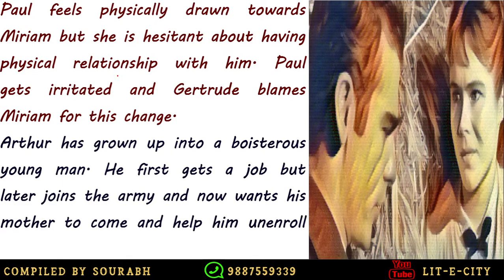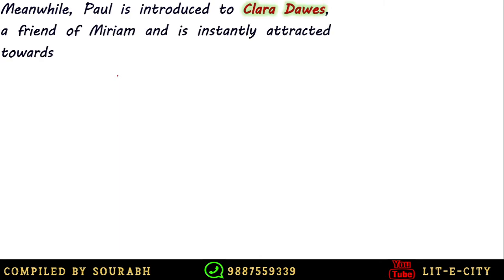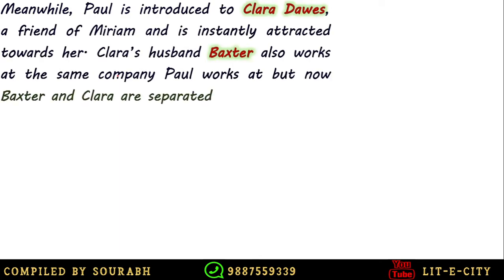Arthur, the youngest son of the family, has grown up into a boisterous young man. He first gets a job but later joins the army and now wants his mother to come and help him get out of the army. He wants to return home. Meanwhile, Paul is now introduced to Clara Dawes, who is a friend of Miriam, and he is instantly attracted towards her. Clara's husband Baxter also works at the same company where Paul works, but now Baxter and Clara are separated.